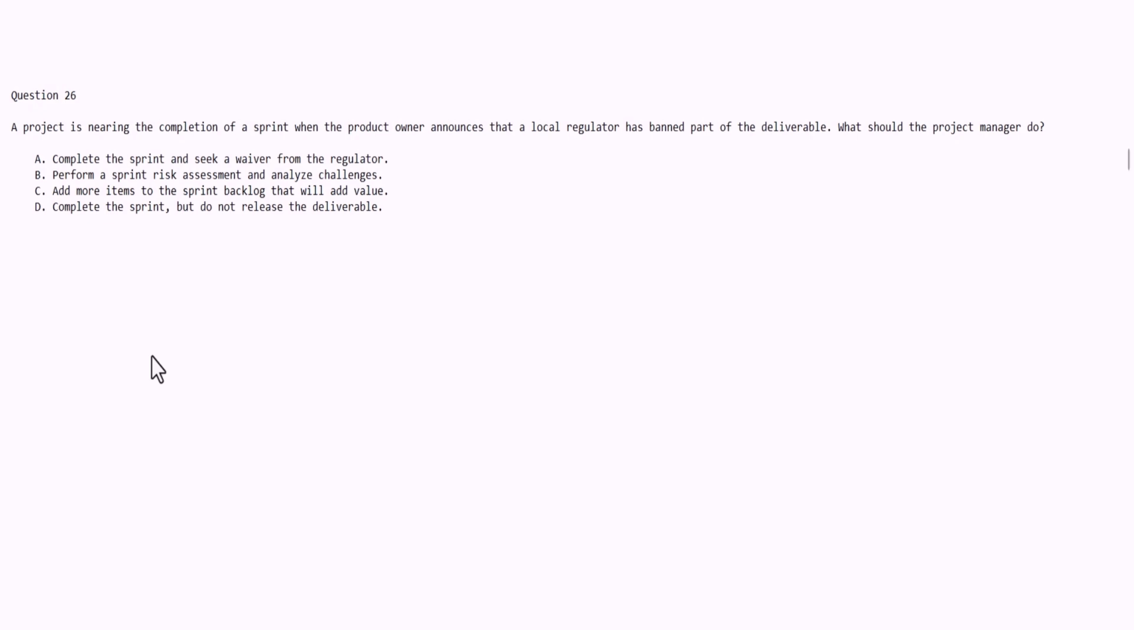Option A, complete the sprint and seek a waiver from the regulator. Option B, perform a sprint risk assessment and analyze challenges. Option C, add more items to the sprint backlog that will add value. Or option D, complete the sprint but do not release the deliverables. Now we're going to pause the video momentarily, give you the opportunity to answer, and then resume it with the actual results.